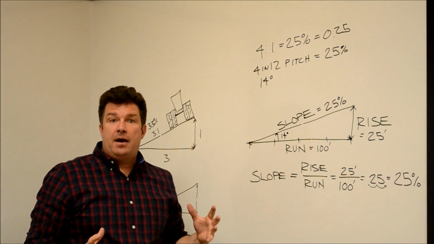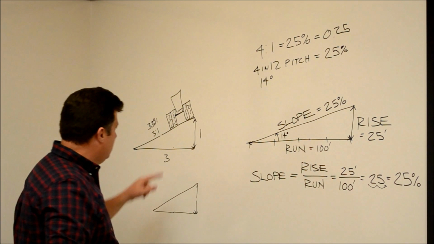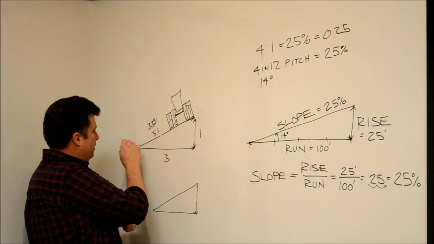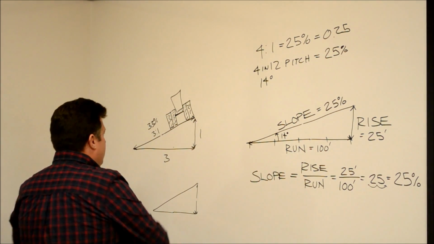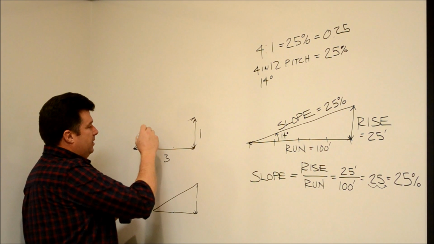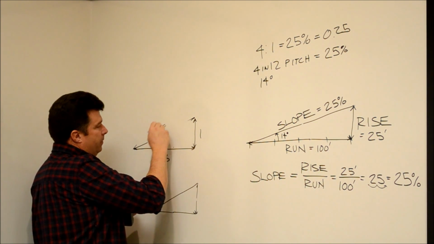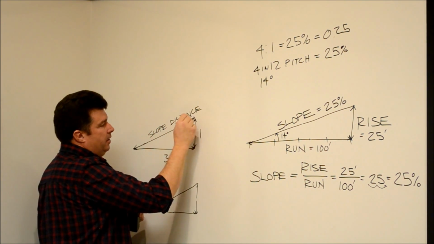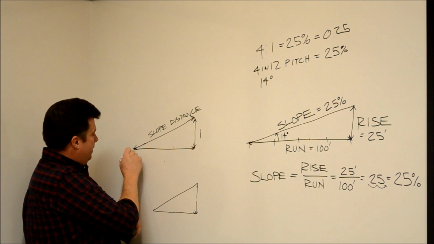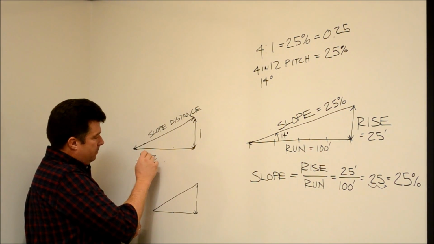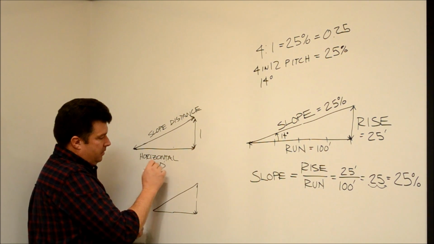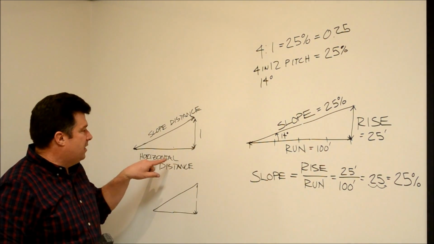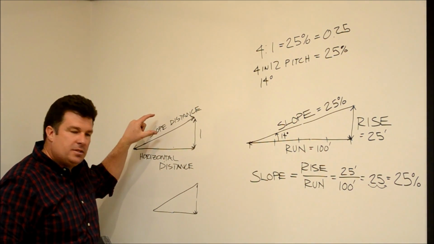So next we want to talk about slope distance. Slope distance is this distance from this point to this point. Let me erase this. This is slope distance, from here to here. This one down here is the horizontal distance. The horizontal distance is always going to be less than the slope distance.